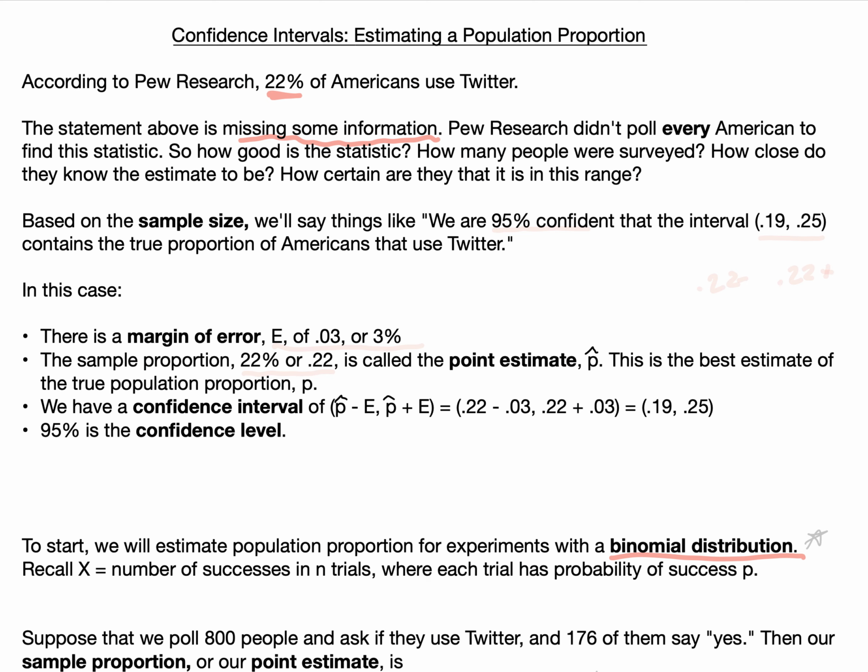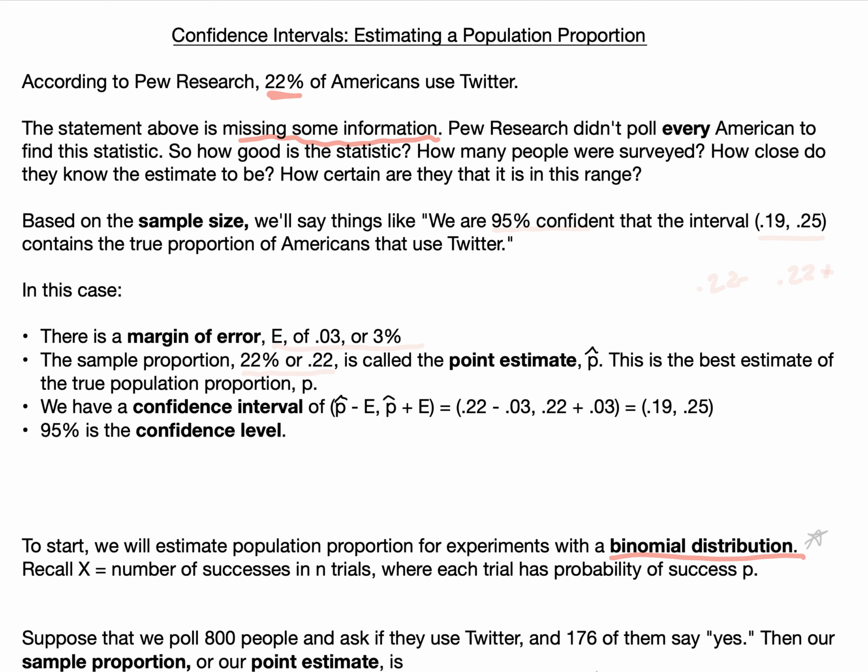Clearly, Pew Research didn't poll every American. They didn't talk to me, so they didn't ask everybody to find the statistics. So how good is it? How many people were surveyed? How close do they know their estimate to be? How certain are they that they are in a certain range of the true population proportion as opposed to this sample proportion 22% or 0.22?